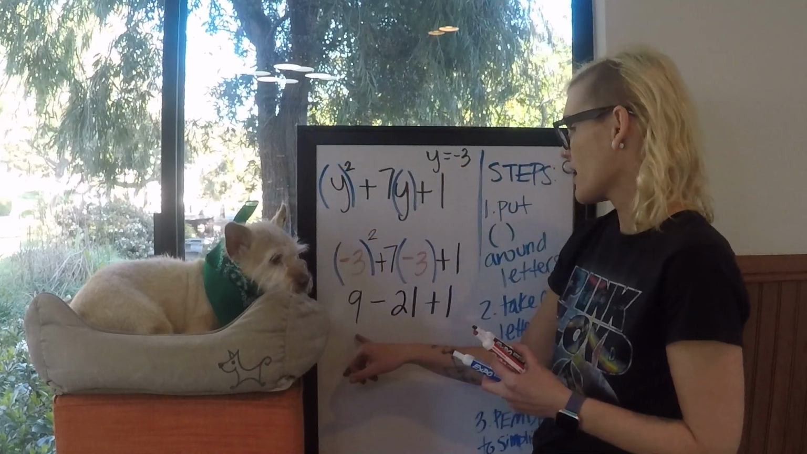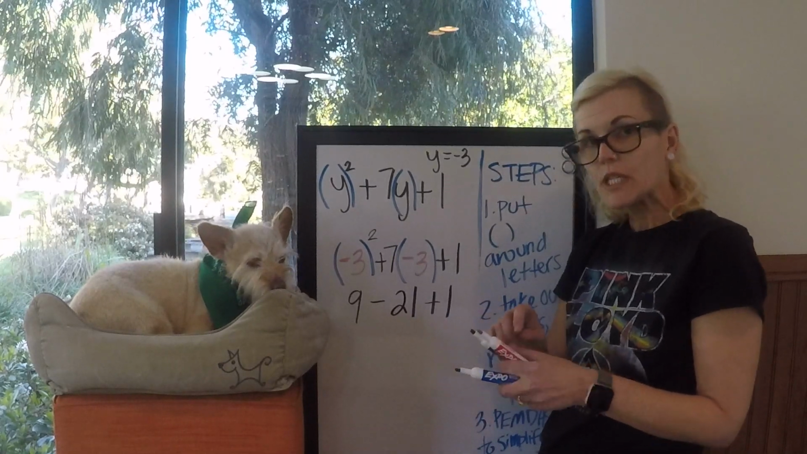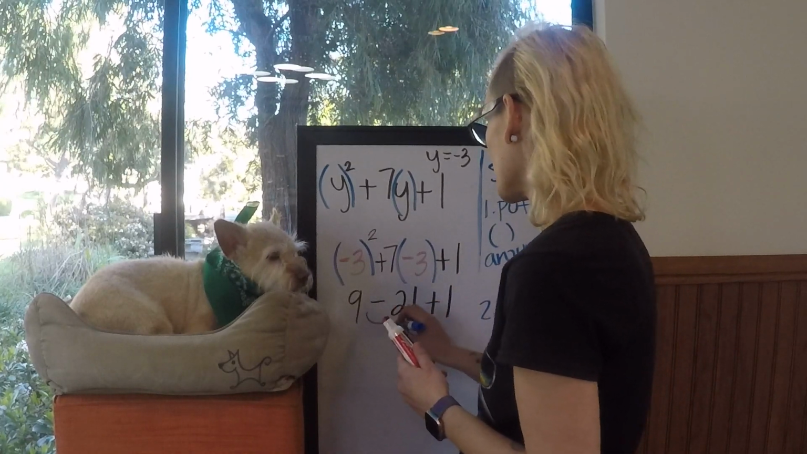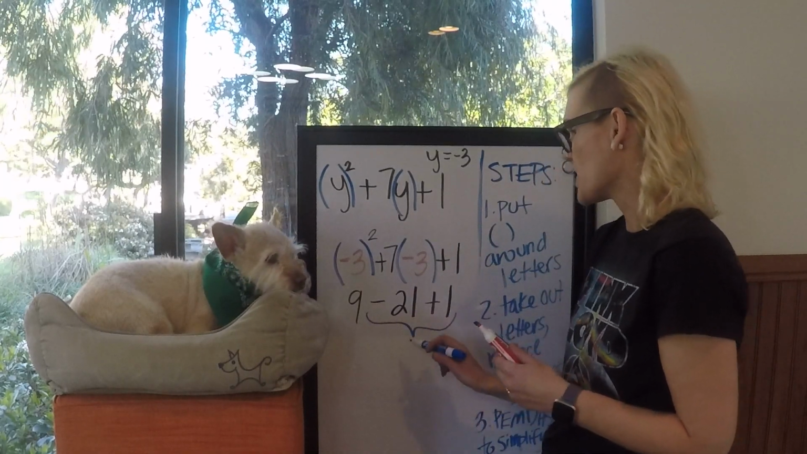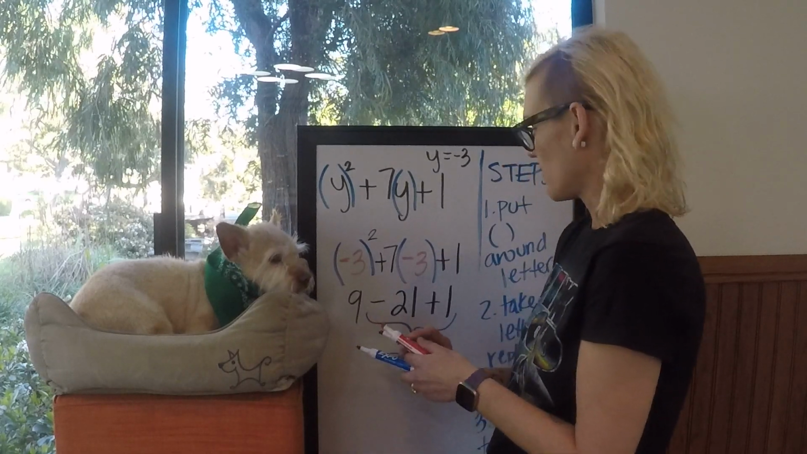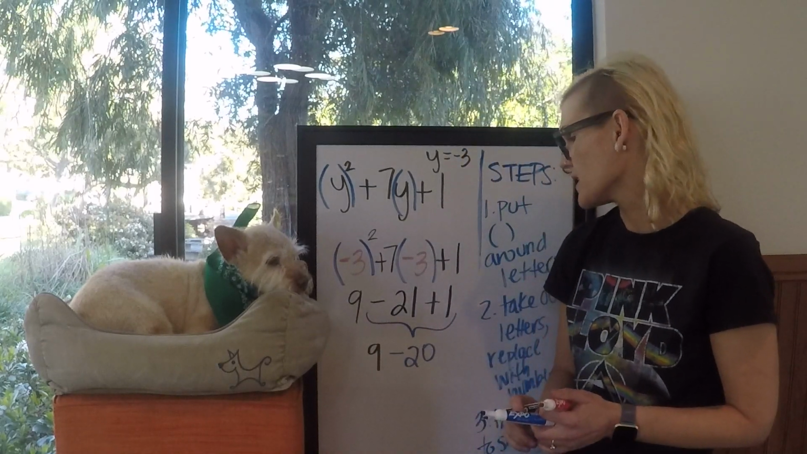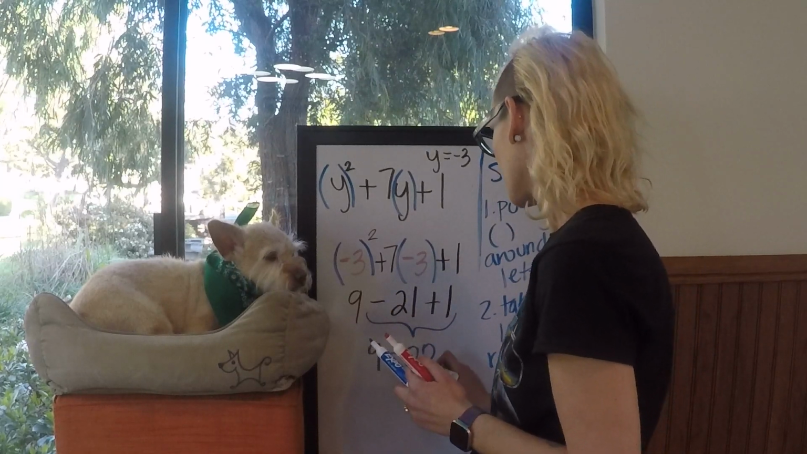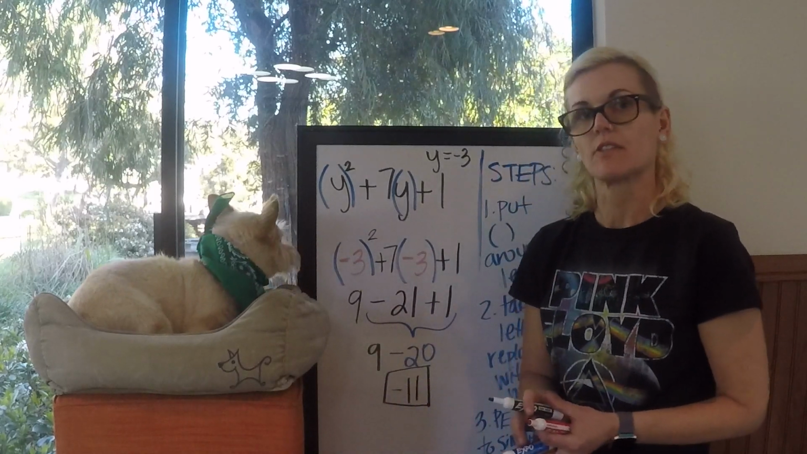Alright, so I have 9 minus 21 plus 1. It doesn't really matter the order in which you add. I'm going to put these together just to make it a little bit easier. So negative 21 plus 1 gives me a negative 20. I'm going to bring down my 9. 9 minus 20 is going to give me a negative 11. And that's our final answer.